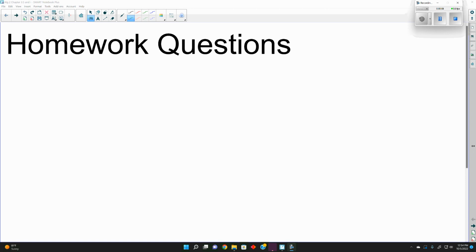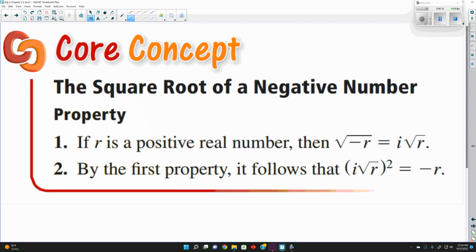Okay. Now, the first thing we have is this theorem here. You can write it down if you want, but for the most part, it makes sense. Because the square root of a negative number property: if r is a positive real number, then the square root of negative r is i times the square root of r. And that's what we did the other day when we were simplifying the square roots. We pulled the negative out as i, and then found the square root of whatever that number is.